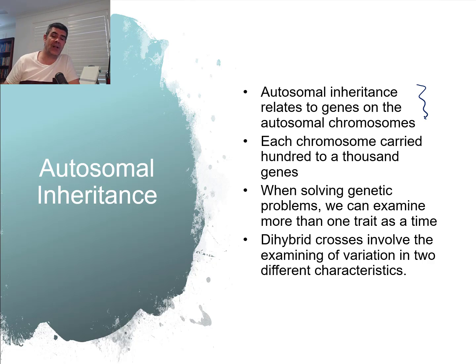So the key is that when we solve genetic problems, we can examine more than one trait at a time. Now this builds exponentially in terms of degree of difficulty and challenge. So we're just going to add a dihybrid cross to the examples that we looked at previously on monohybrid crosses, and we'll do that again in the context of Mendel's pea plant experiments. We're going to look at dihybrid crosses that involve an examination of two different characteristics.